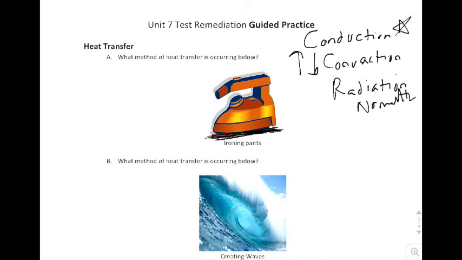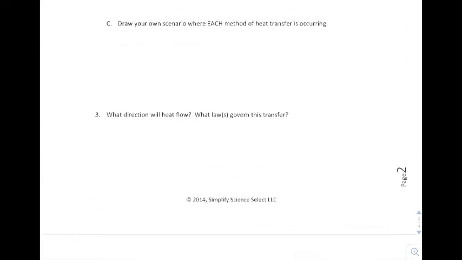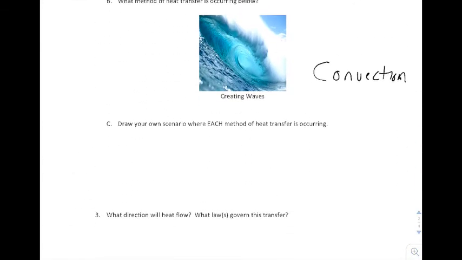Okay, so it says what method of heat transfer is occurring below. This is convection. We already said this one was conduction. Okay, and you should be able to explain why it's convection. And then finally it says draw your own scenario in which each method of heat transfer is occurring. So your answers are going to vary based on this, but you have to have one in which they touch.